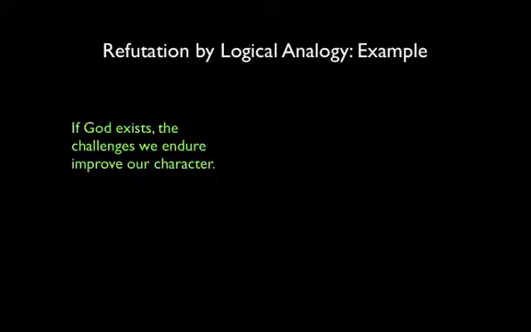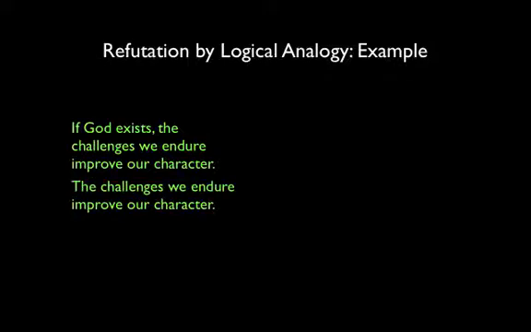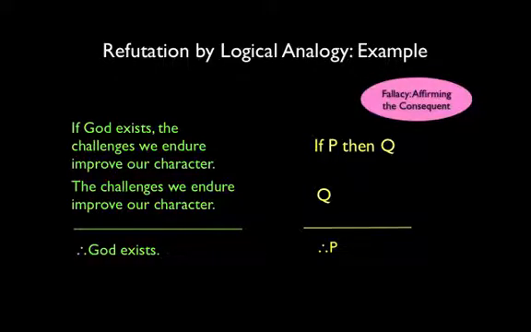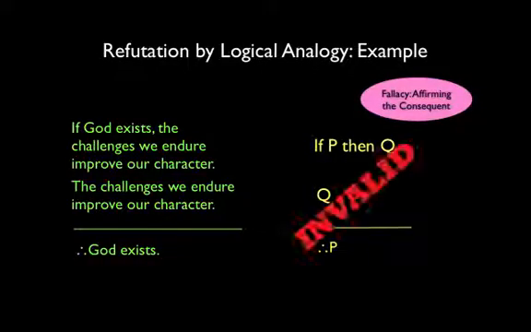If God exists, the challenges we endure improve our character. The challenges we endure improve our character, therefore God exists. The logical form of this argument is, if P, then Q. Q, therefore P. This argument form, which commits the fallacy called affirming the consequent, is invalid. We can show that the original argument about the existence of God is invalid by simply using less controversial sentences for P and Q.